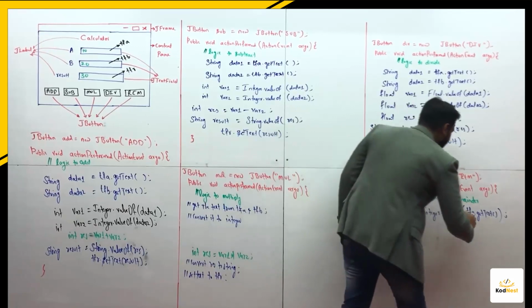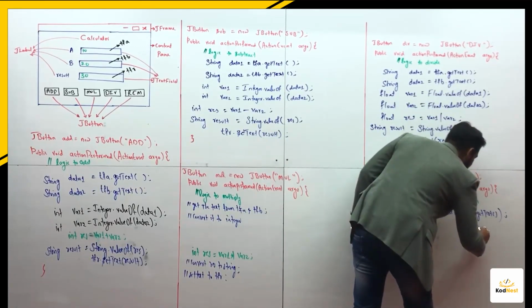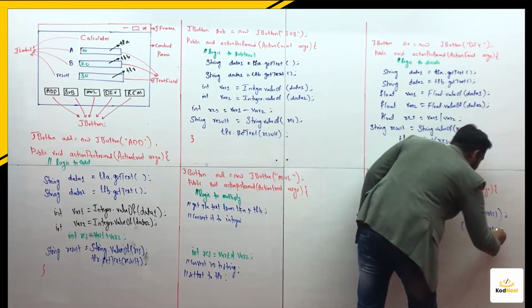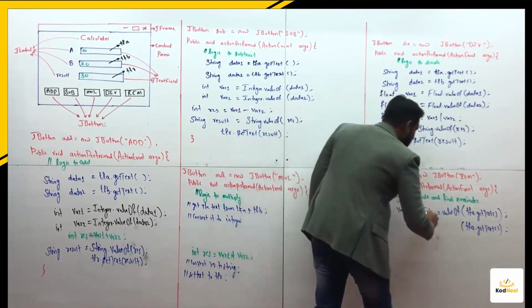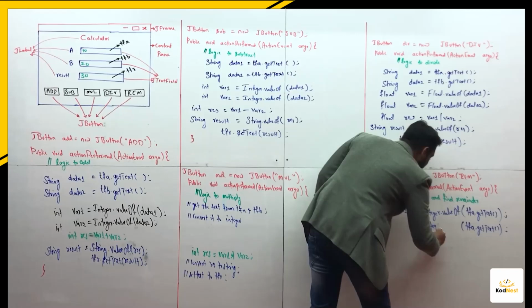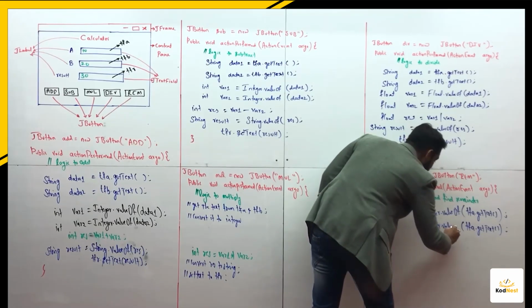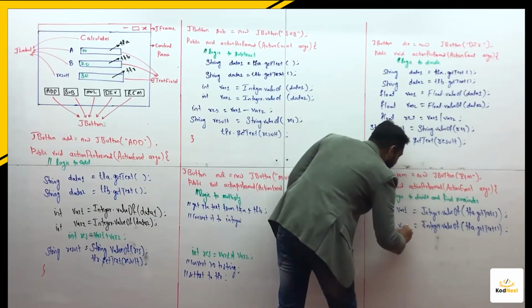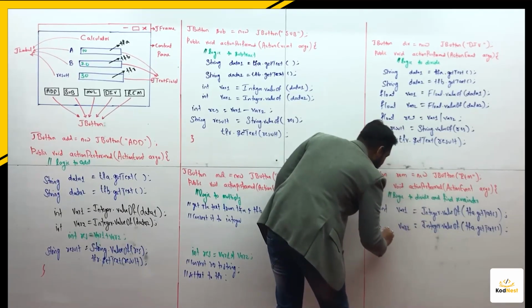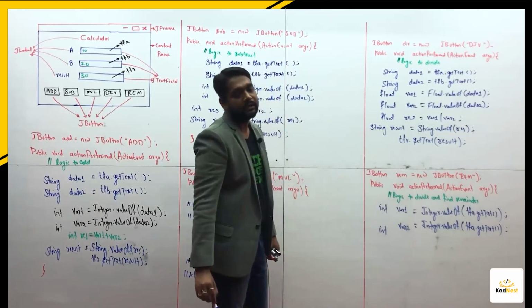Same thing you can do with the second one also, like this. TFA dot get text. That 20 in the string format is there, no? That converted to integer. Integer dot value of that result, give it to me. I will store it in variable 2 which is of type integer. Done.